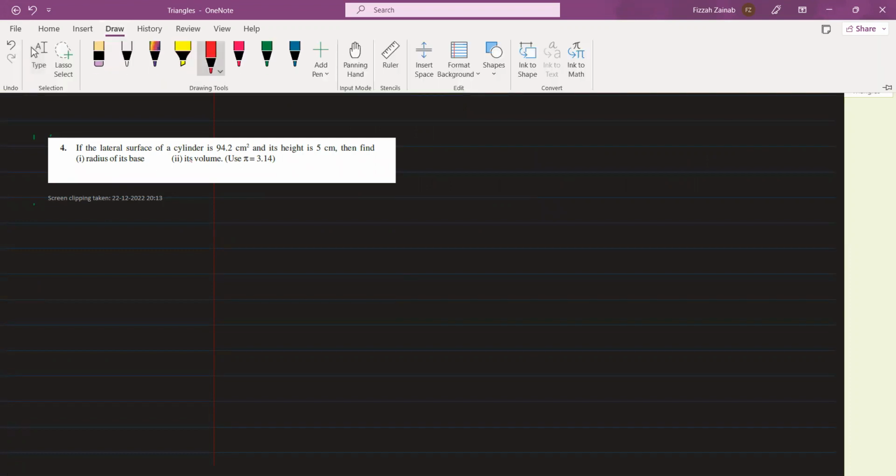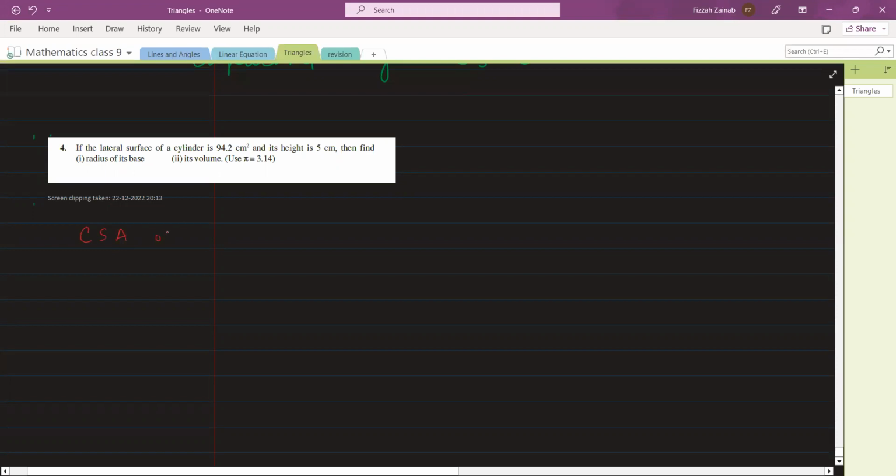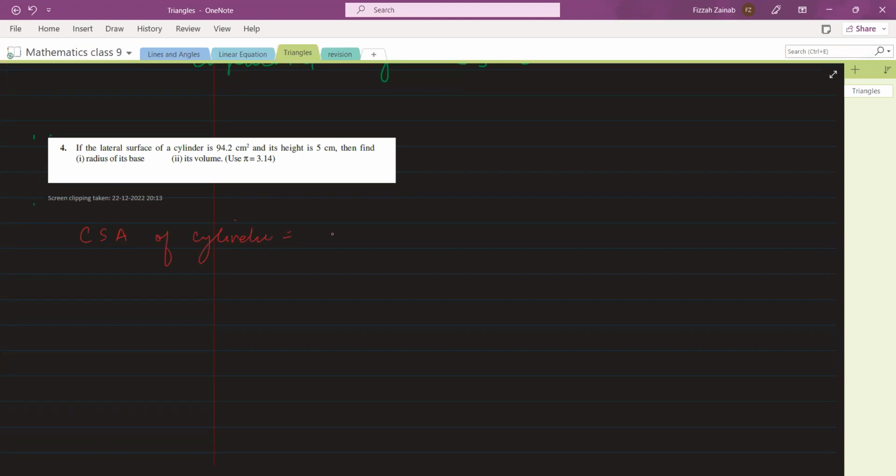Okay, the lateral surface area of a cylinder. So what is the lateral surface area? That means the curved surface area, right? The CSA of the cylinder is given to you, which is 94.2 centimeter square. And the height is 5 centimeter, also given. Find the radius of the base and its volume.